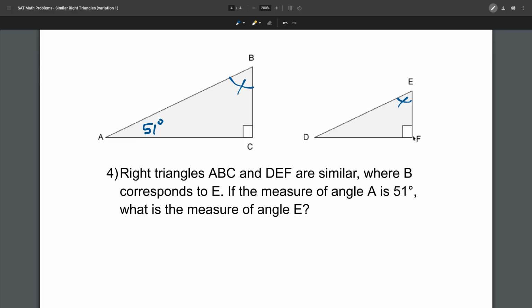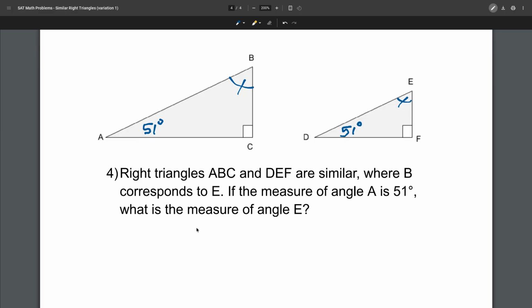Again, C and F are right angles. B and E correspond to one another. That means that A and D are going to be the same. So D is going to be also 51 degrees. Okay, and notice here I kind of made it so that looks less than 51 degrees. It probably is in reality, but sometimes these aren't drawn to scale. So you can't assume.